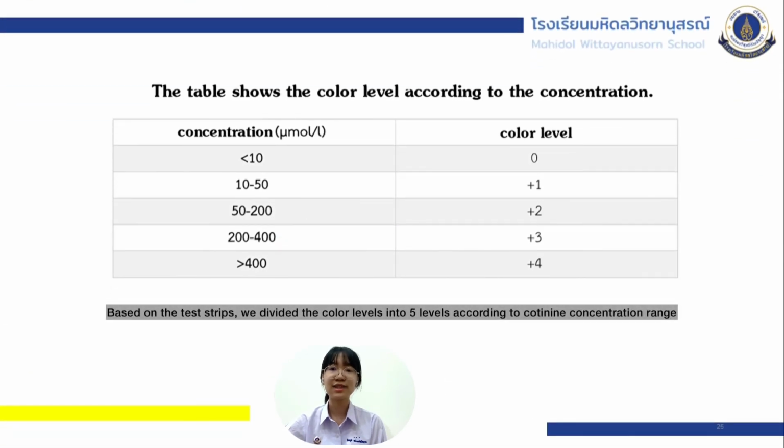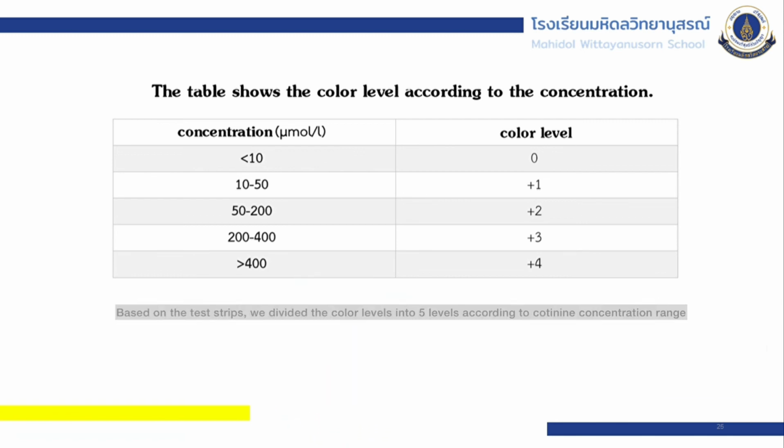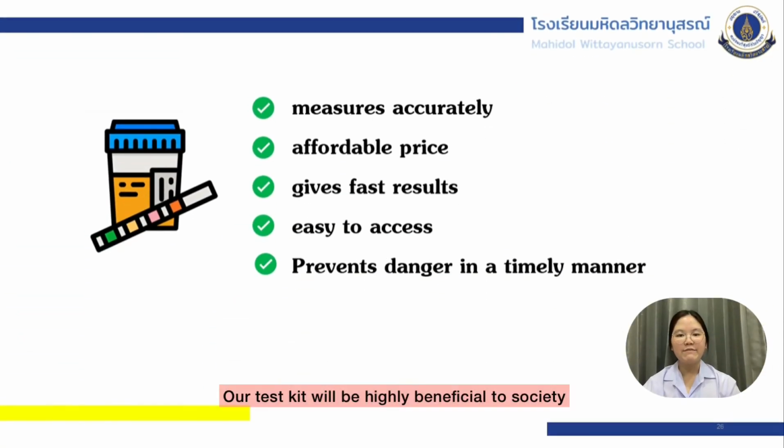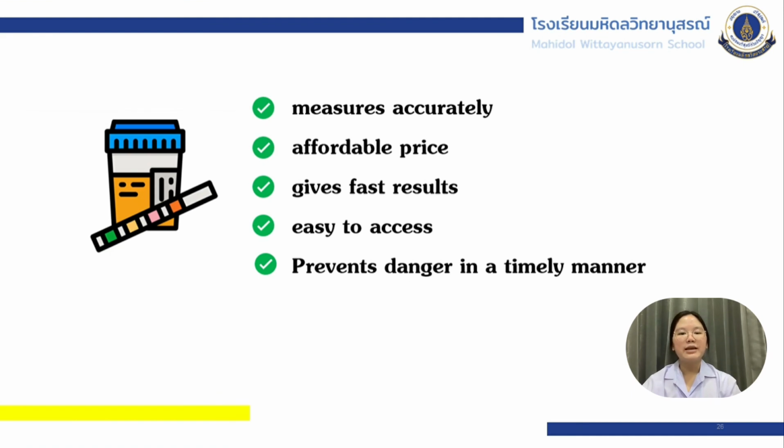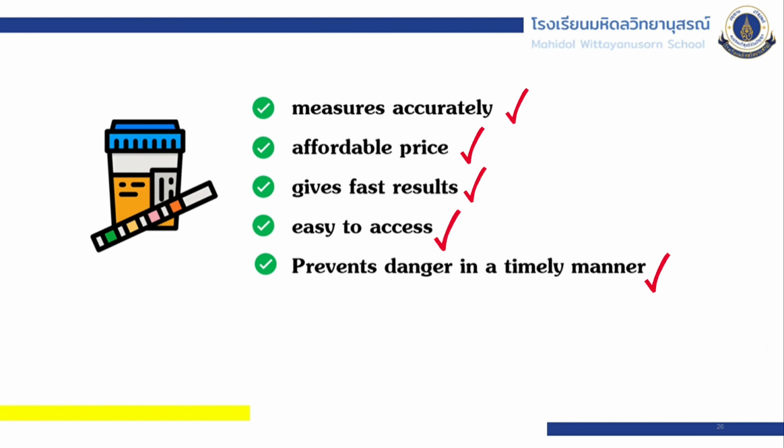Based on the test tips, we divided the color level into 5 levels, according to cotinine concentration range. Our test kit will be highly beneficial to society because it can measure cotinine accurately, has an affordable price, gives fast results, and is easy to access. It allows people in society to immediately recognize the danger of tobacco smoke and be able to avoid it before it causes other harmful diseases. Thank you.